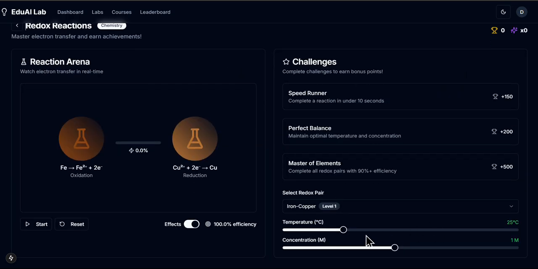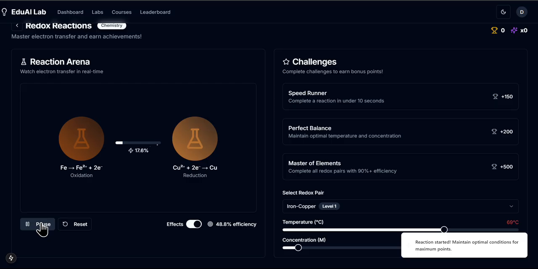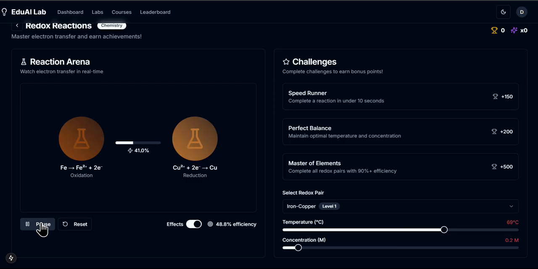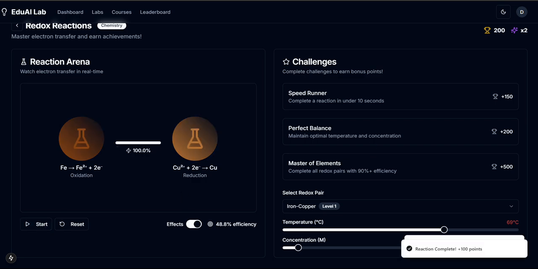in which we have to select the perfect parameters such that the redox reaction occurs and we get the optimized results. If I increase the temperature too much and I decrease the concentration, now this is not an optimal parameter to set. So now if I start, here as you can see, I'm only getting 100 points because the reaction has completed, but it was not optimized.